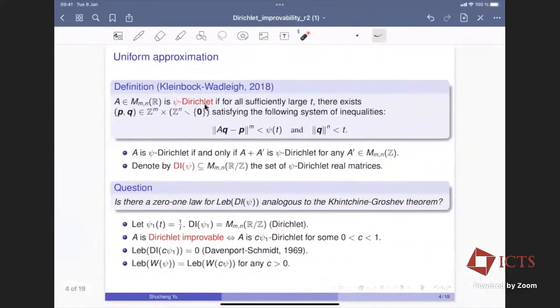For my talk today, I care about the first type of approximation, which is uniform approximation. For this reason, let me give a definition, which was given by Kleinbock and Wadleigh in 2018. We say a real m by n matrix A is psi Dirichlet if for all sufficiently large t, there exist integer solutions p, q satisfying these two Diophantine inequalities. Compared to the original Dirichlet theorem, I just changed the original 1 over t function to psi of t. Originally it's 1 over t, but now I'm changing it to a general approximating function. You can also check that the property of being psi Dirichlet is preserved by adding an integer matrix. So again, I can just restrict myself to this mn-dimensional torus, and I would denote Di psi to be the set of psi Dirichlet real matrices.